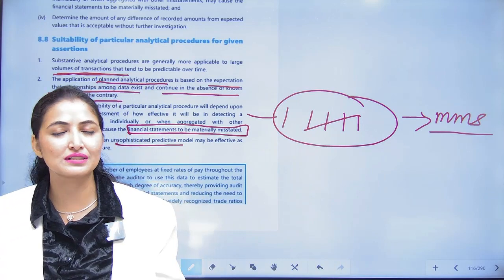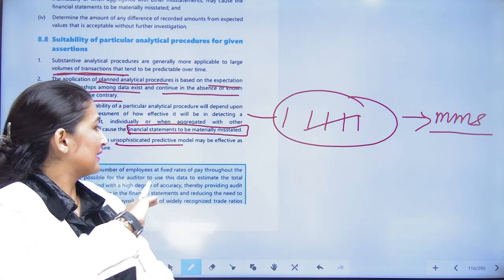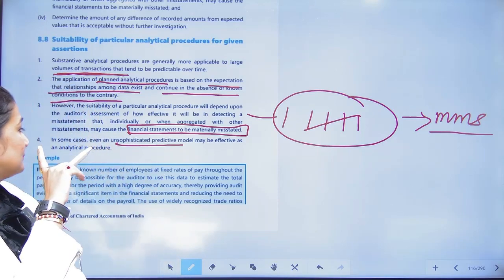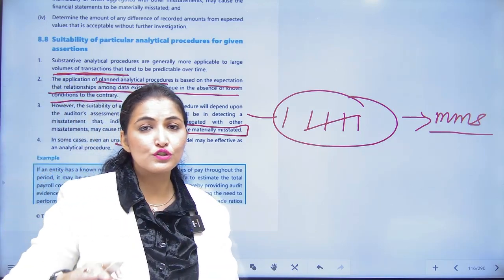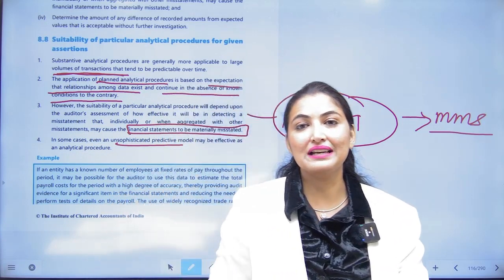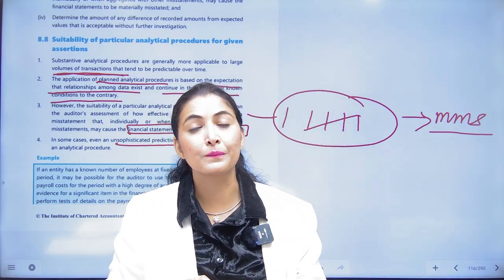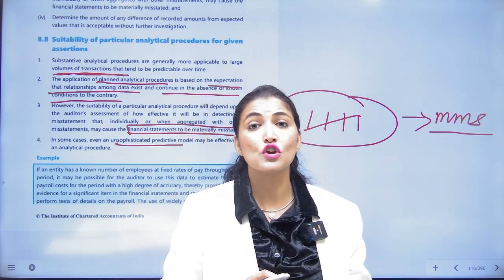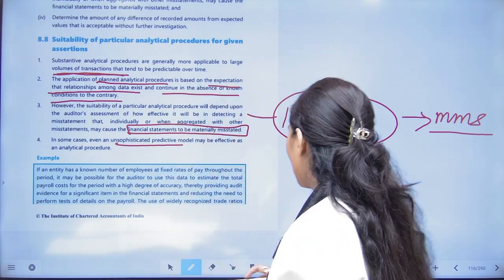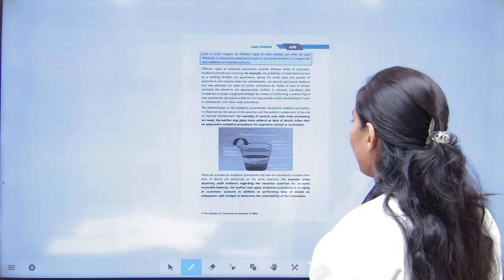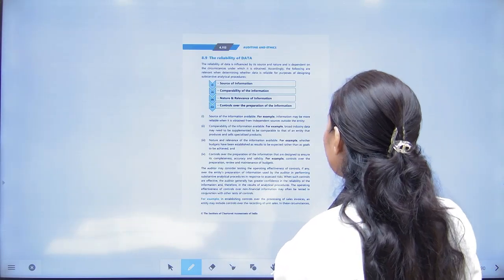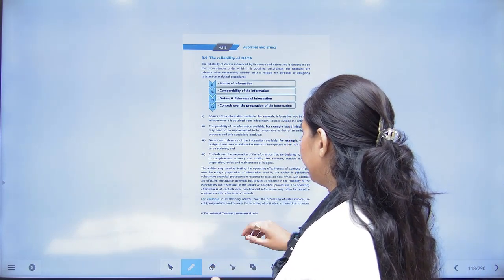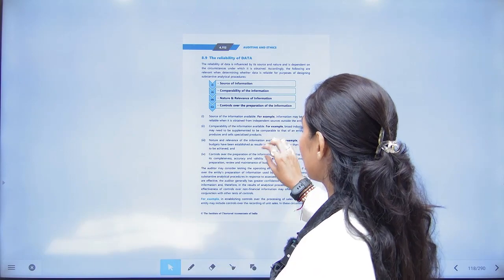Once you check it, sometimes there are times when your unsophisticated predictable model is used for the analytical procedure. So what is this? This is suitability. When you see reliability of information, did we see reliability anytime before? Yes. While we studied audit evidence, we did see the reliability part. What did we see in the reliability part? If it is coming from an internal source, it's a very good information. If it is coming from an external source, if it is coming from an independent source, it is good information.